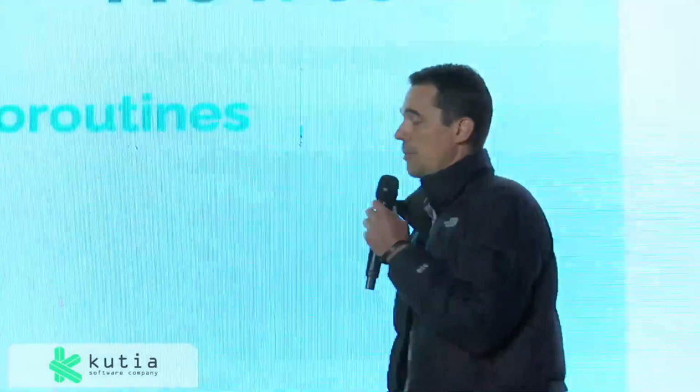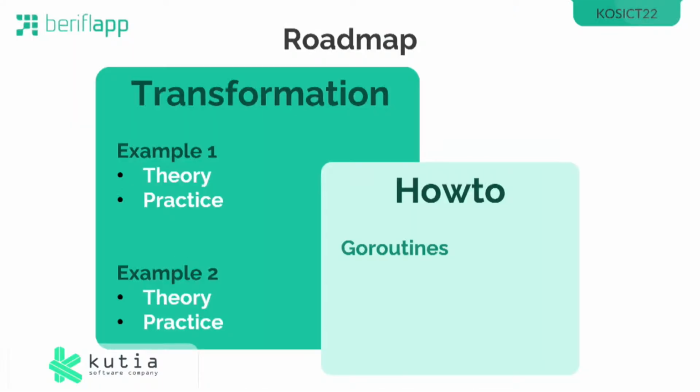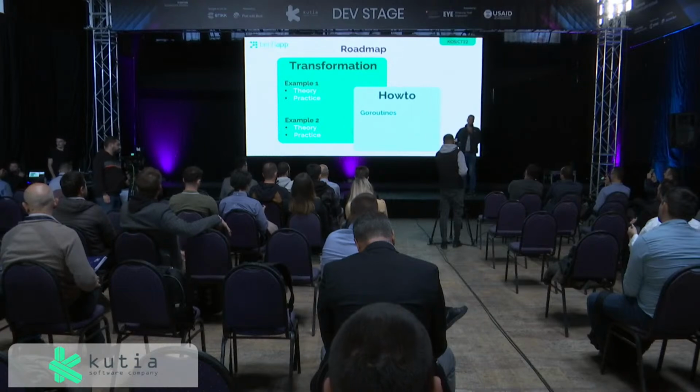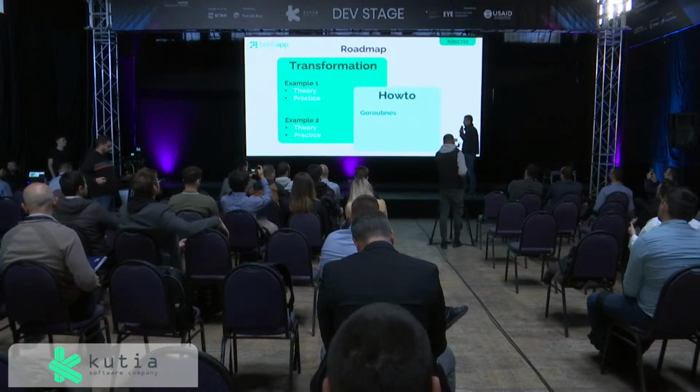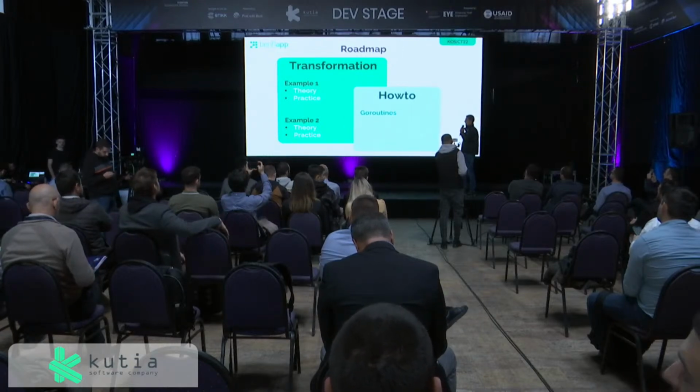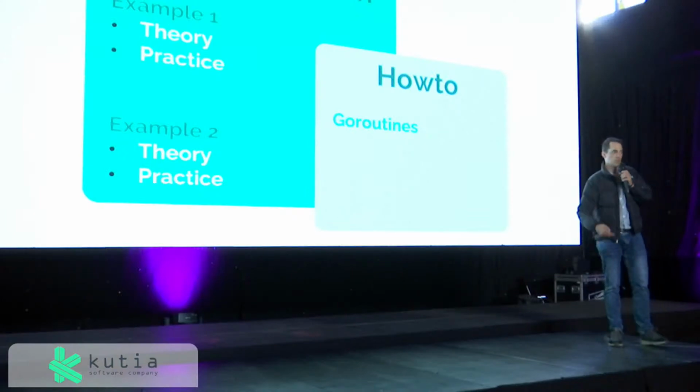All right, this is our roadmap today. We will be looking into two concrete examples, do some theory first, and look at the concept of how to transform an existing algorithm into a concurrent implementation. This always adds complexity, of course, but we try to keep it simple today. And in between, I will talk a little bit about Go routines.